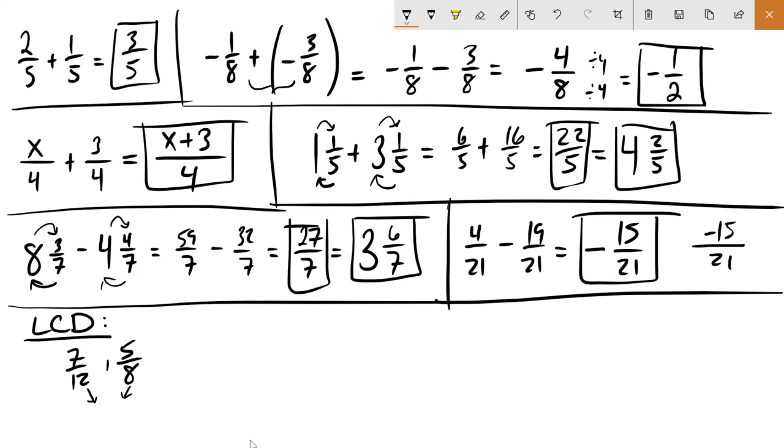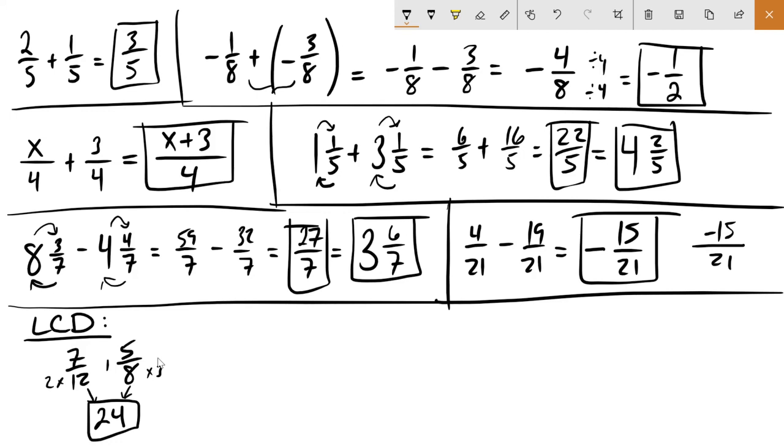So we're going to go up by factors of 12 until we find something divisible by 8. So 12 is not divisible by 8, but 12 times 2 is 24, and 24 is divisible by 8, right? Because this one could get there by doing times 2. This one could get there by doing times 3. So 24 would be our LCD there.